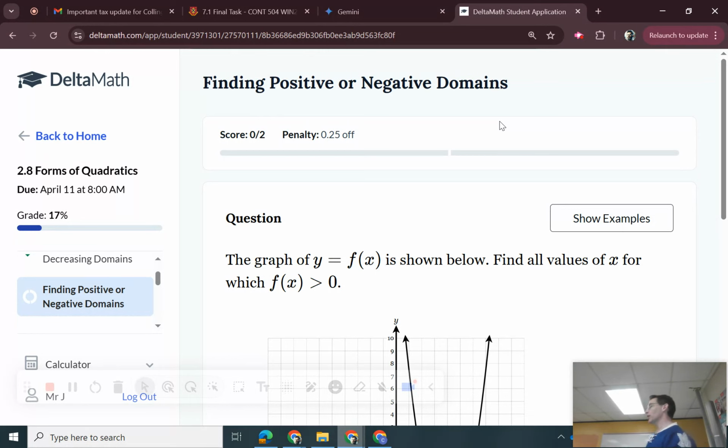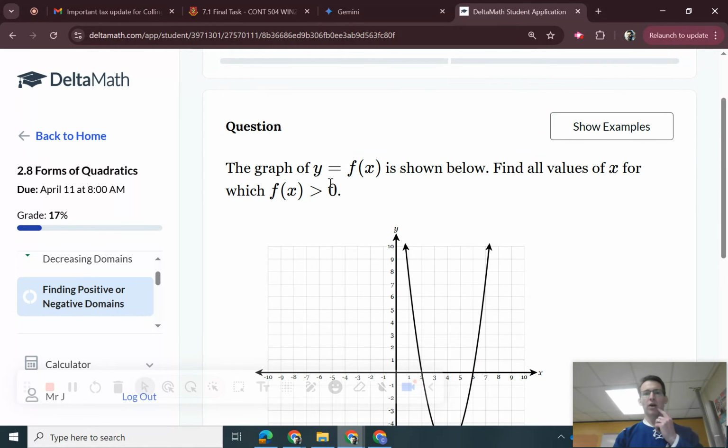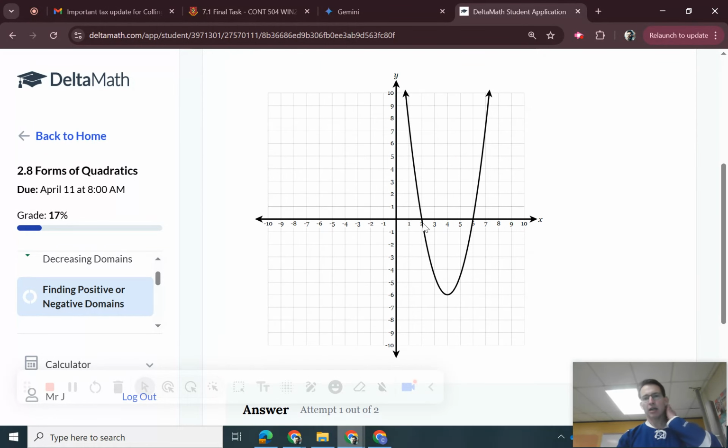Okay, now these ones are positive or negative domains. Another thing we might want to know is, when is the roller coaster under the water? When is the roller coaster above? Or when do we have a positive profit? When do we have a negative profit, i.e. a loss, right? So we might want to be able to analyze our curves in that way. So we want to know, when is f of x greater than 0? Okay, f of x is greater than 0 before it gets to 2 and after it gets to 6. But between 2 and 6, it's below 0.